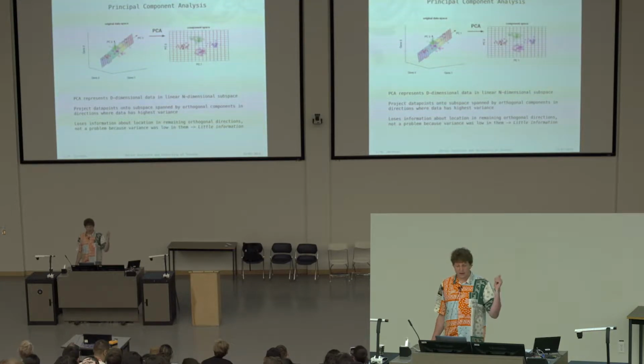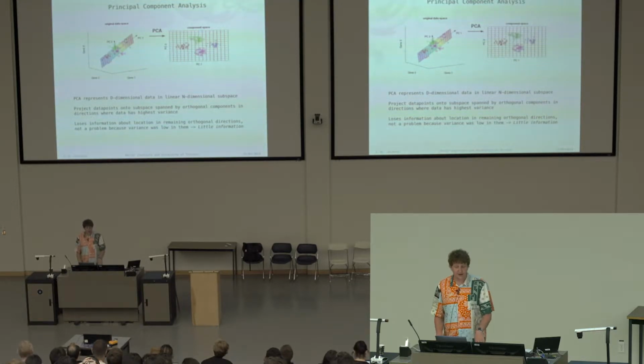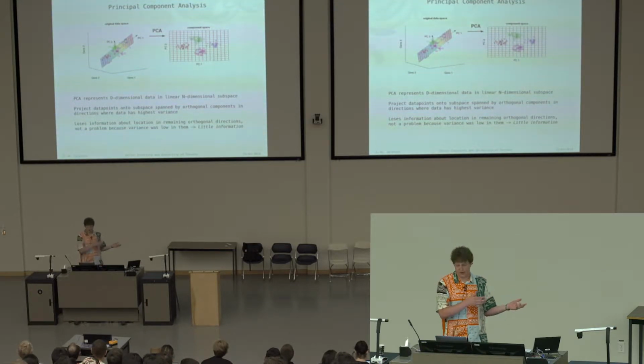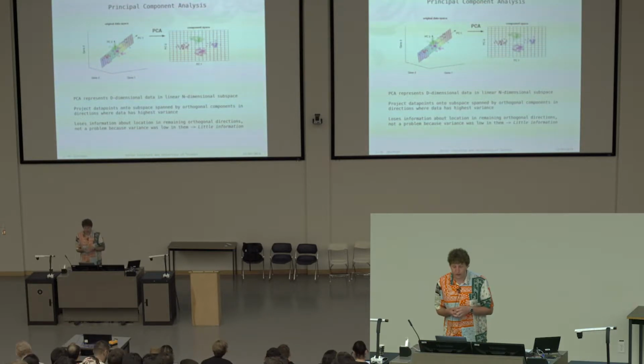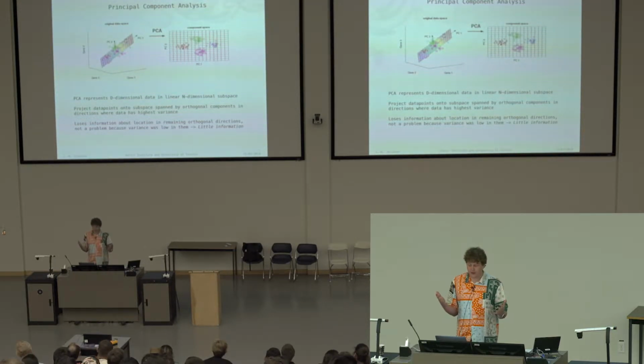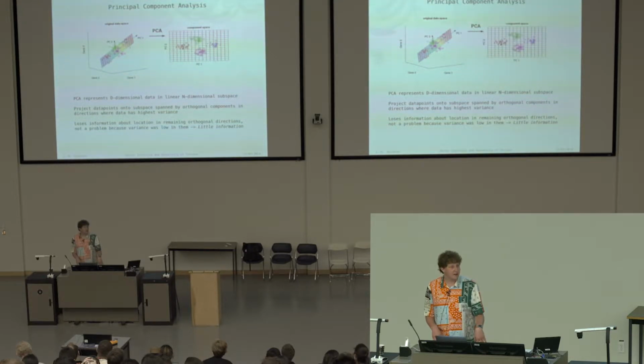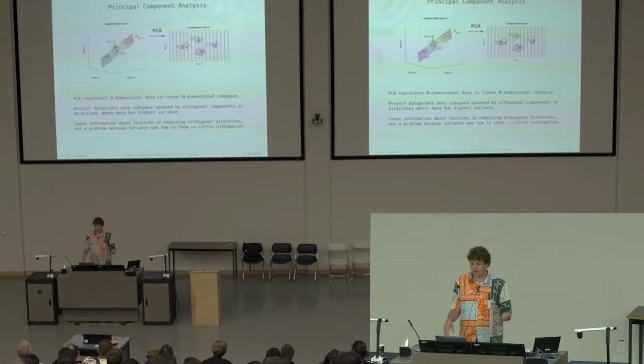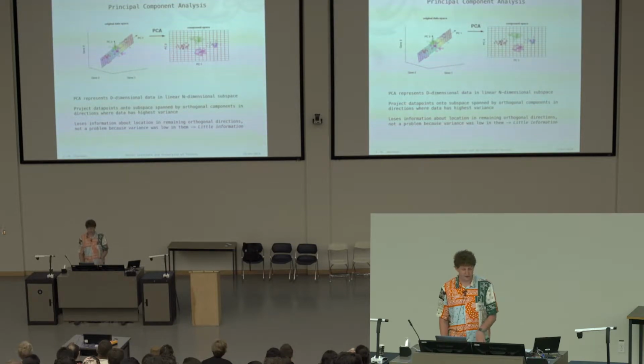So here's an example. We have some original data space, three-dimensional in this case, of some gene data, and PCA represents d-dimensional data in a linear n-dimensional subspace. So we want to find a plane which has dimensions smaller than our input data, and we want to project data points onto this subspace spanned by orthogonal components in directions where the data has the highest variance. So we lose information about location in the remaining orthogonal directions, but this is not a problem because those dimensions had low variance to begin with, so we didn't lose much information. So after PCA, we project it down to a two-dimensional space, and then we have a summary statistic of the data.